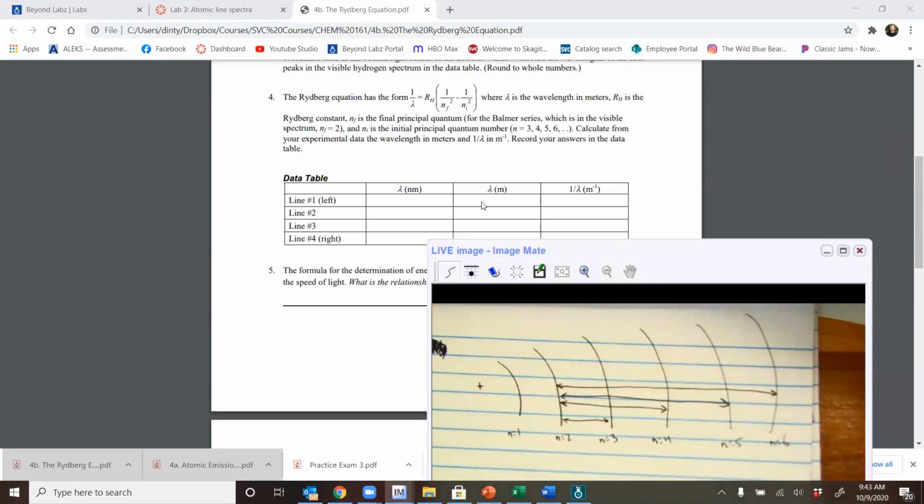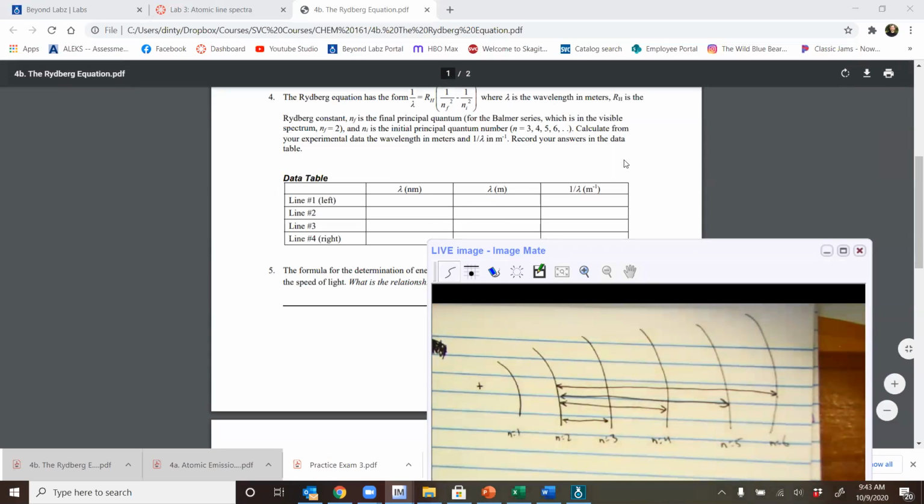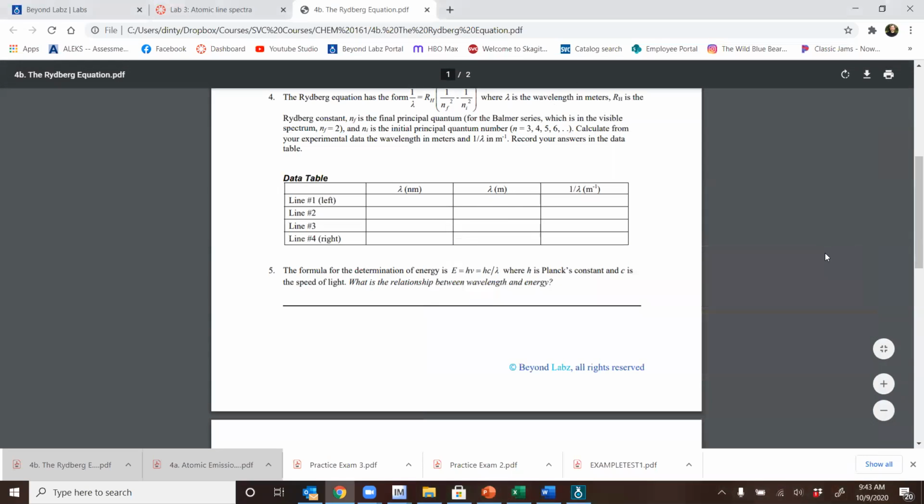So if you were trying to figure out which one of our 4 spectral lines corresponds to the transition from n equals 3 to n equals 2, it's going to be whichever one has the lowest energy. If you're trying to figure out which one of the 4 spectral lines corresponds to an electron falling from n equals 6 to n equals 2, it's going to be whichever one of those 4 spectral lines has the highest energy. All right? Probably easier to see that with a picture.